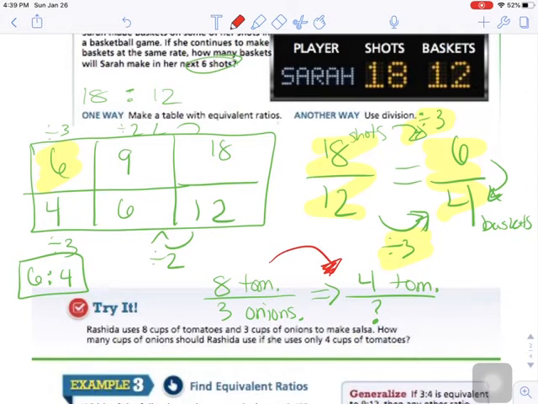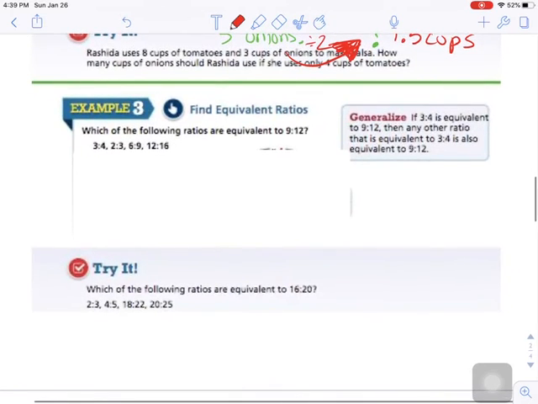What are you dividing by on the top that you have to divide by on the bottom to get your answer? So we should know we're dividing by 2 here. So if I divide 3 by 2, I'm going to get 1.5. So she should use 1.5 cups of onions for every 4 cups of tomatoes. You also could have set that up in the division as a table, and use division the same way. So it's either or, whichever you guys feel more comfortable with. All right, last thing we're going to talk about here is giving a ratio and seeing which ones are equivalent.